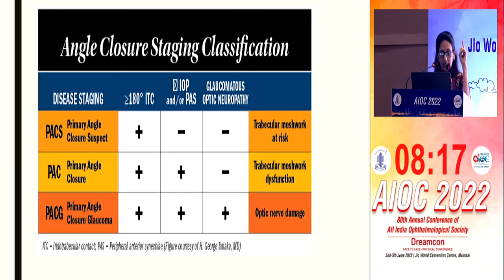The second is PAC. Even a person who has had an acute angle closure attack goes into this criteria of primary angle closure. And of course, glaucoma is when you have a defect. So this is one more thing which I want you to understand. Whenever you see a patient, you try to classify the patient in one of these, and then you will know what to do. PACS, observe. PAC, iridotomy. PACG, iridotomy, and treat the person as you would a POAG.